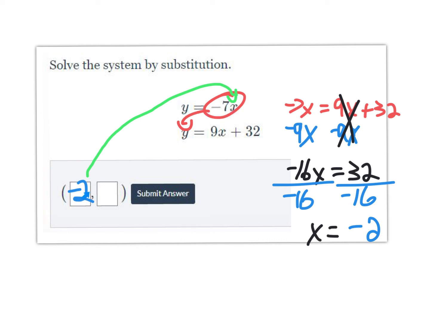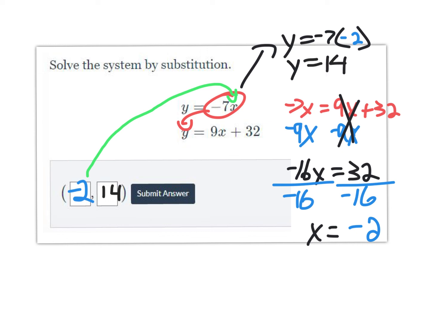Well, now we know x is negative 2. So in order to solve this equation, up here we know that y is equal to negative 7 times x, and we're replacing the x with negative 2. And negative 7 times negative 2 is positive 14, so y equals 14. So the answer to this system of equations is x is negative 2 and y is 14.